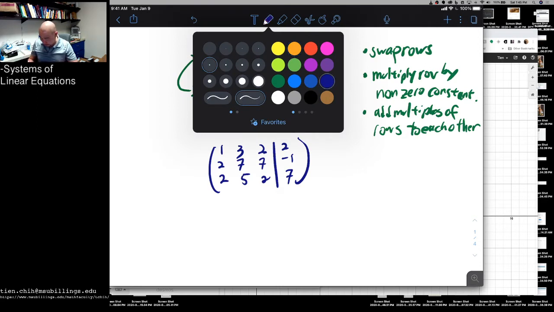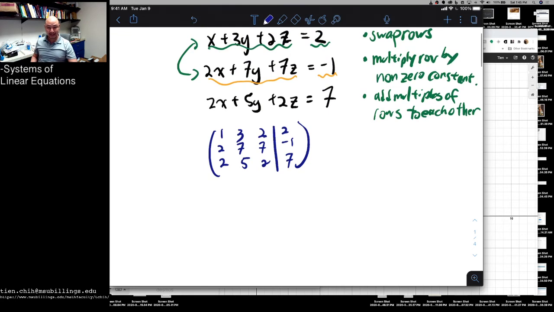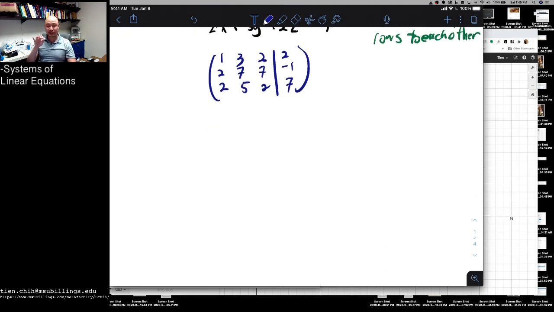So armed with all of this, let's go ahead and take our system of equations represented by this matrix here, and simplify it in such a way so that we get a cleaner system of equations. So the first thing I'm going to do is take -2 times the first row and add that to the second row so that I get a 0 in the first entry.